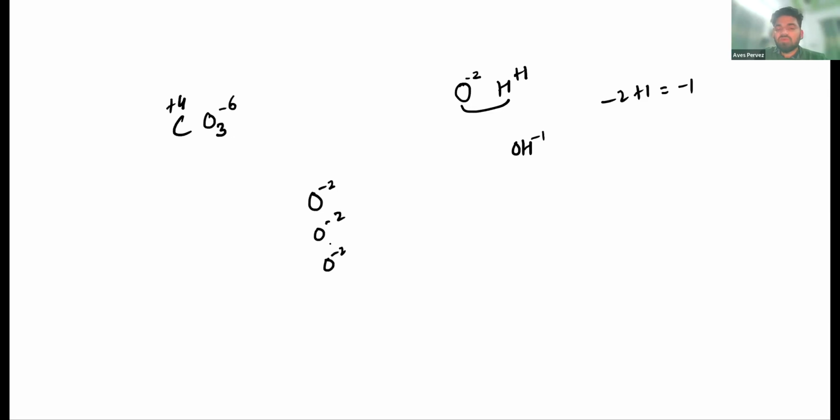So 3 oxygen atoms are going to have -6 charge now. So when they combine together, they will form CO3, plus 4 and -6, you will get -2 as a combination. So this is how we get some as -1, some as -2.